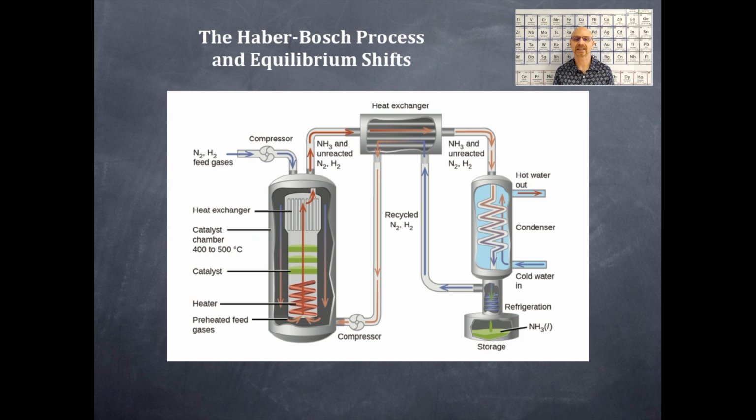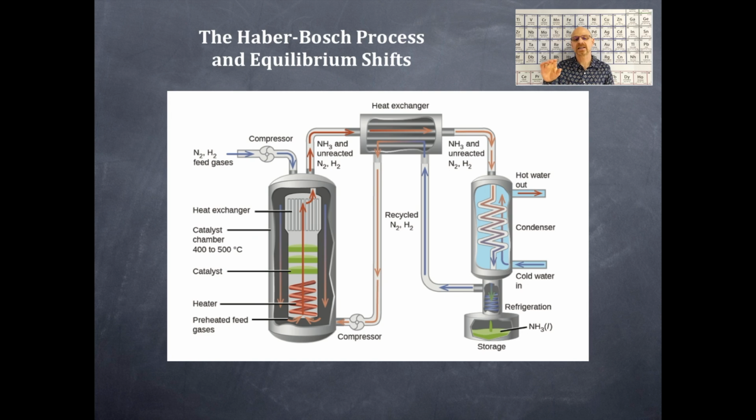Okay, there's a catalyst. This catalyst only works at high temperatures, between 400 and 500 degrees Celsius. Okay, and then there's a heater in there. So what happens is that the nitrogen and the hydrogen react with the assistance of the catalyst at the high temperature to produce ammonia. That's NH3. Now at the top of that cylinder on the left, you should see that there's NH3, ammonia, and unreacted nitrogen and hydrogen gases coming out and then going through the heat exchanger.